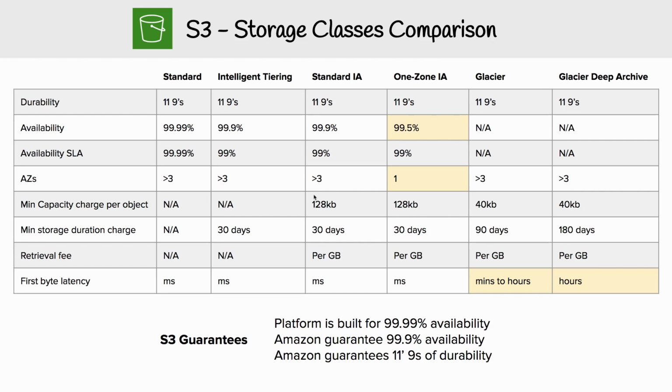It's good to just repeat, but AWS does give a guarantee of 99.99% availability. It has a guarantee of 11 nines durability. All right, so there you go. That is the big comparison.